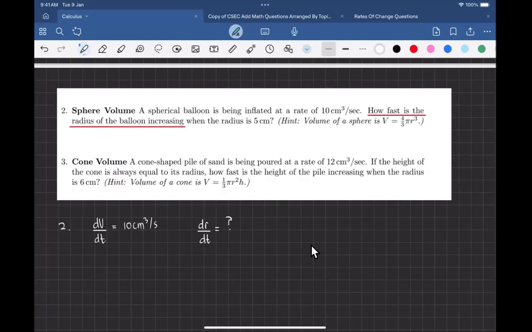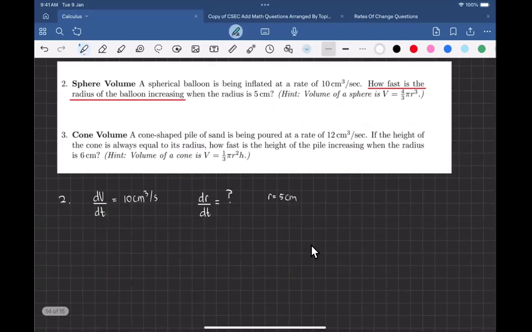And they told us that r is equal to 5. They also said the volume is equal to 4 over 3 pi r cubed, and we need to figure out dr over dt. To figure out dr over dt, we know dr goes over here and dt goes over here. The only other variable we have is V, right? So how would I figure out dr over dV?